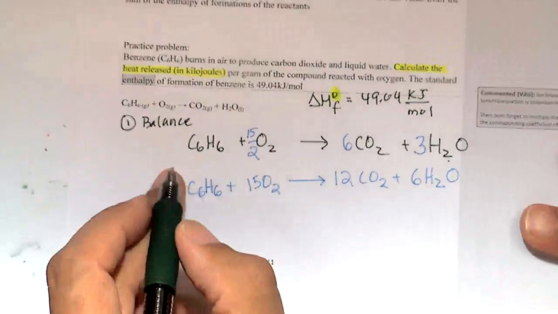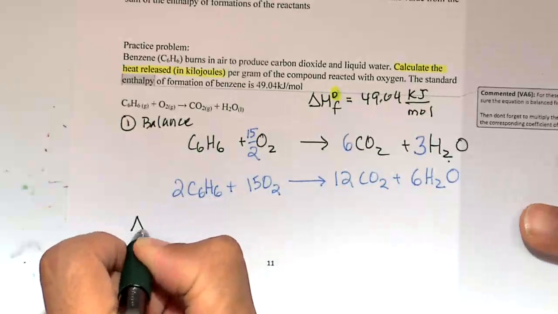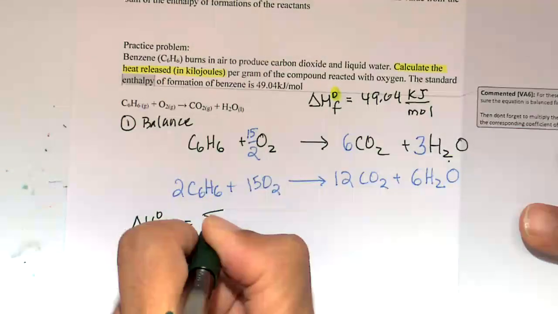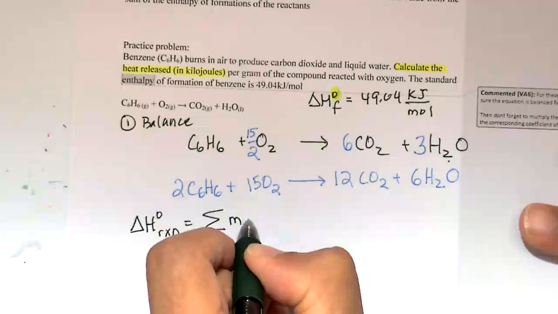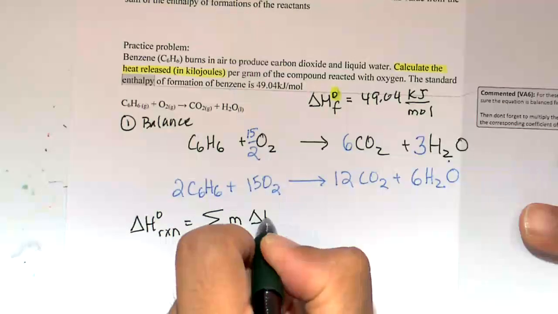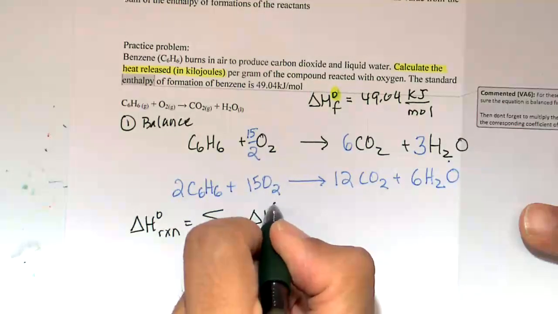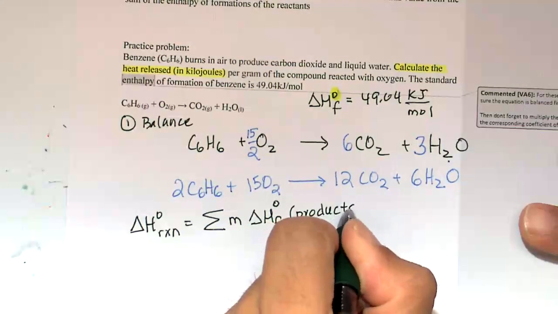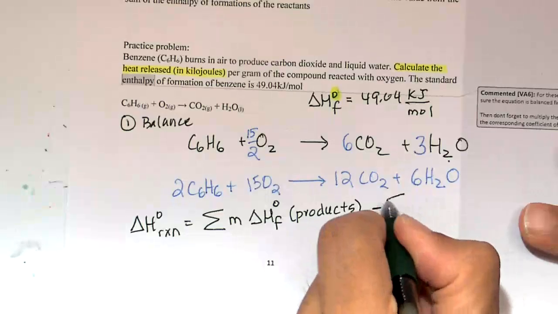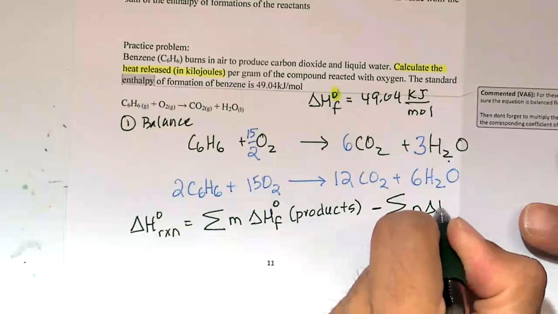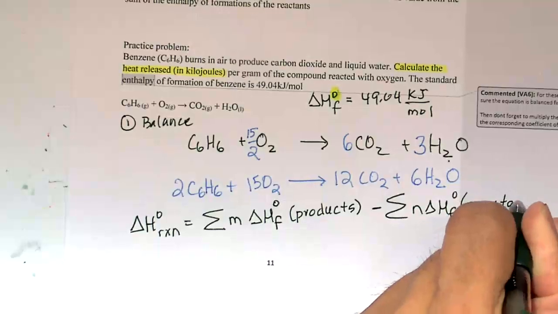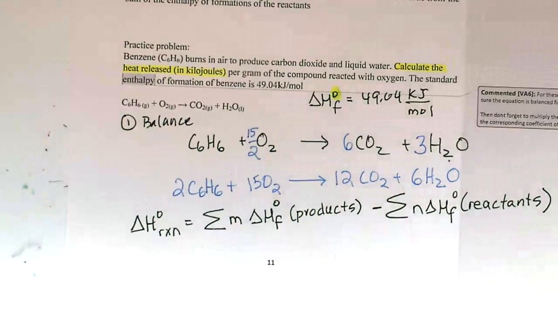Sum of the products minus sum of the reactants. So for this reaction under standard state conditions, we'll take the sum of the products minus the sum of the reactants.